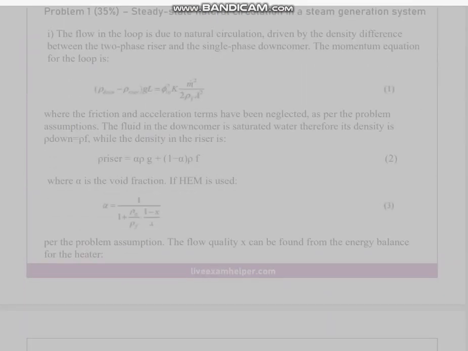Problem 1, 35%: steady-state natural circulation in a steam generation system. 1. The flow in the loop is due to natural circulation, driven by the density difference between the two-phase riser and the single-phase downcomer. The momentum equation for the loop is given, where the friction and acceleration terms have been neglected, as per the problem assumptions.